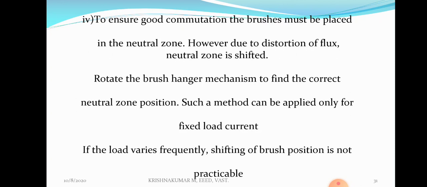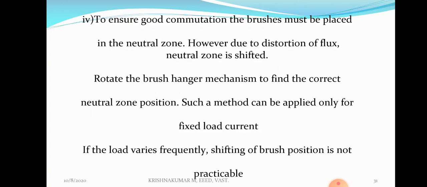MN is the axis along which no EMF is induced. The north pole is on one side and the south pole is on the opposite side, and in between there is a neutral axis. When the armature conductors lie on this axis, no EMF is induced in the armature conductors. There is a magnetically neutral plane between the north pole and the south pole. When the armature conductors are on this magnetically neutral axis or neutral zone, no EMF is induced, no armature current is there, no armature flux, and thus we can avoid the effect of armature reaction to a certain extent.